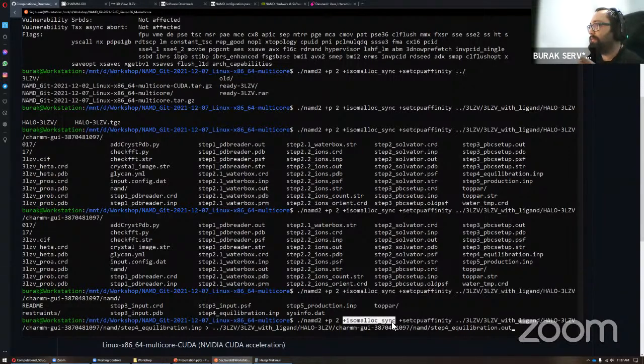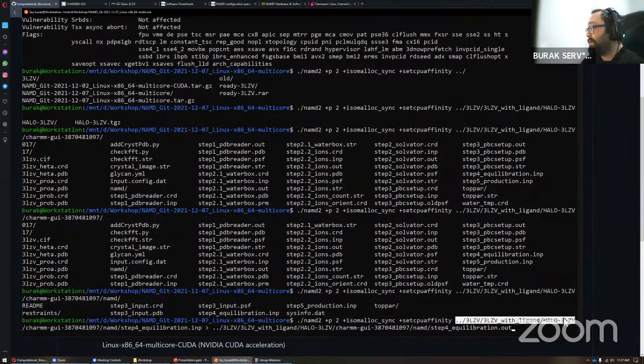So we may get more power performance from the CPU. Set CPU affinity. That means all cores will work together, and also we will increase our affinity of CPU.